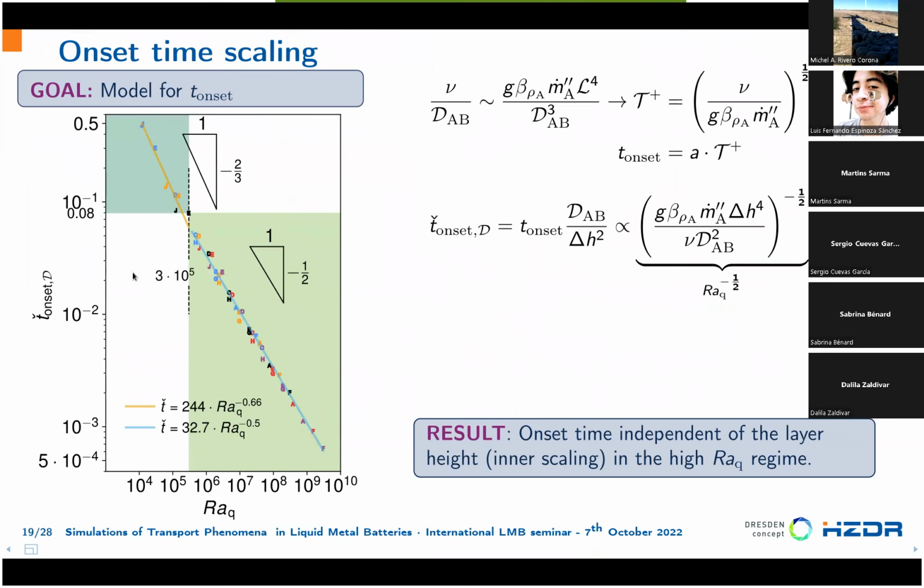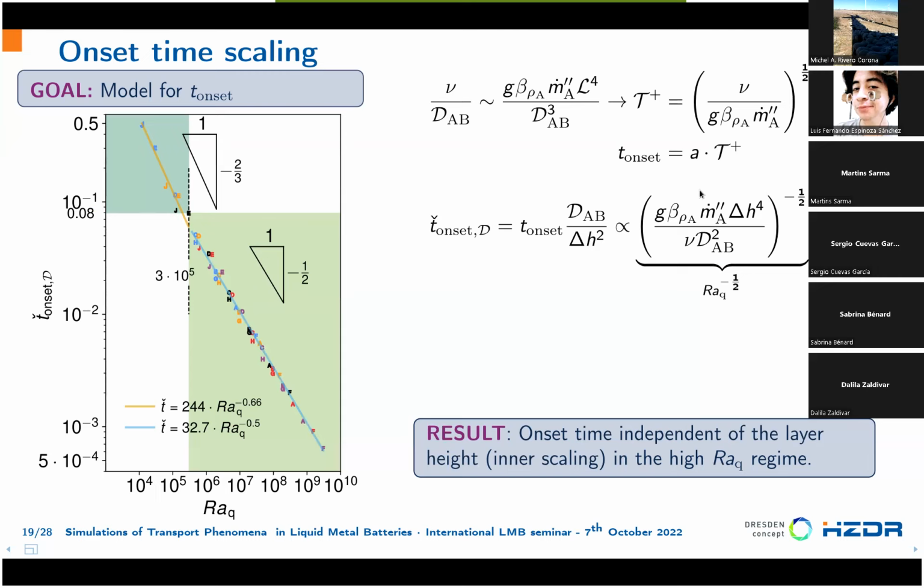And if we study the onset of all the simulations, all the configurations of our parametric study, we see that in the light green region, that is at high Rayleigh number, we have a -1/2 exponent, and this confirms as well. It's confirmed as well by the inner scaling.